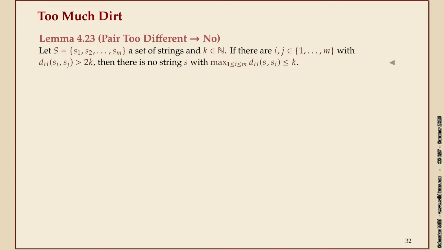What's behind this base case is this lemma, where it says something about the distance of any of the strings. And here it's formulated in this way. We're given some set of strings, as it could be the input to our closest string problem, and a threshold k. Now, if you can find any two strings in this set so that the Hamming distance is strictly more than 2 times k, then there cannot be any consensus string where the distance to the consensus string is at most k.